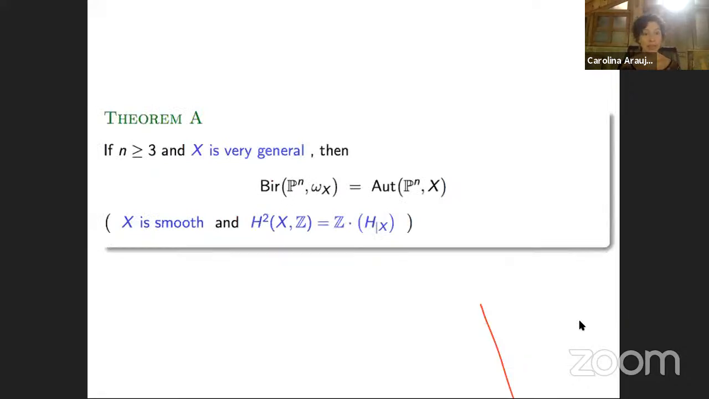We prove that if you take a very general hypersurface, then actually the group of Cremona transformations that preserve the hypersurface is the same thing as the group of automorphisms of the hypersurface, that is, of the projective space preserving the hypersurface. So this group is not very interesting. If you want to produce interesting subgroups of the Cremona group, then you should look more at special hypersurfaces. A very general hypersurface is not going to do the job.